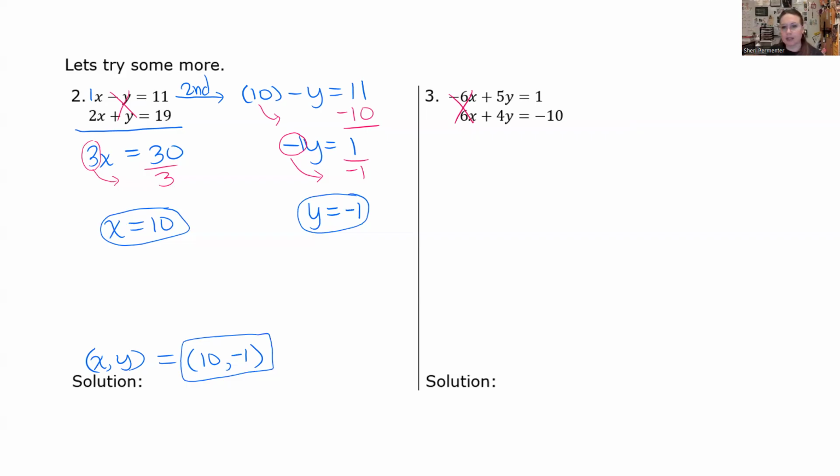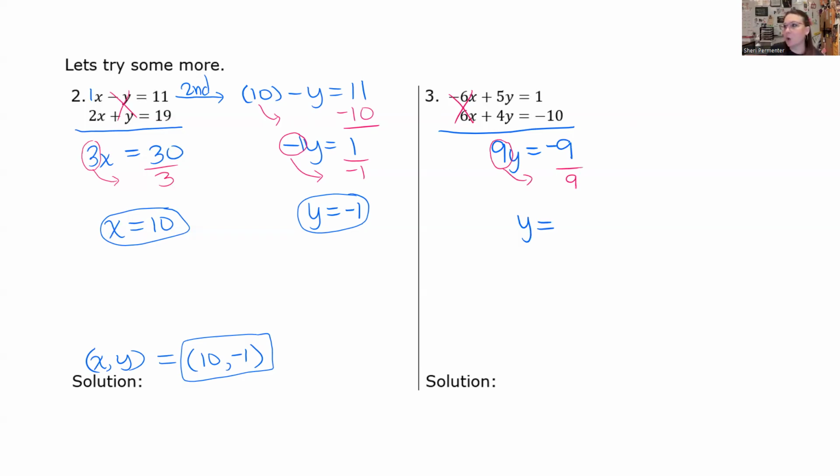So I eliminated the x variable. Now I'm going to add these, combine these equations. 5 and 4 make 9. What's 1 minus 10? Negative 9. What's my next step to get y by itself? Yep, divide by 9. Yep, negative 9 divided by 9.